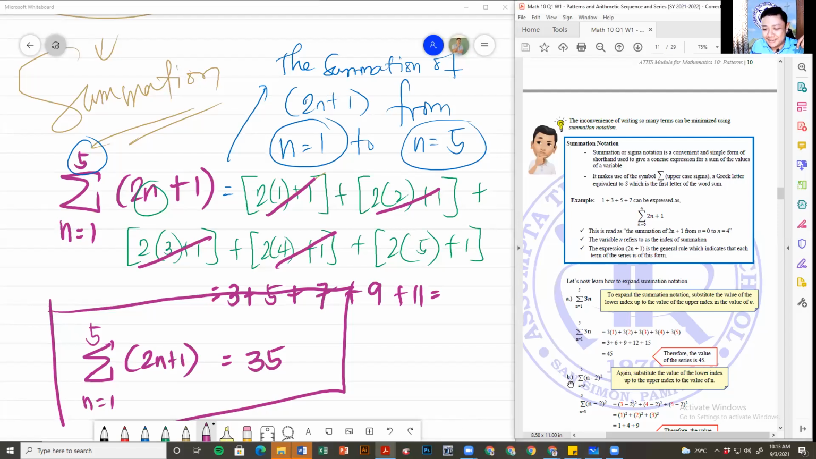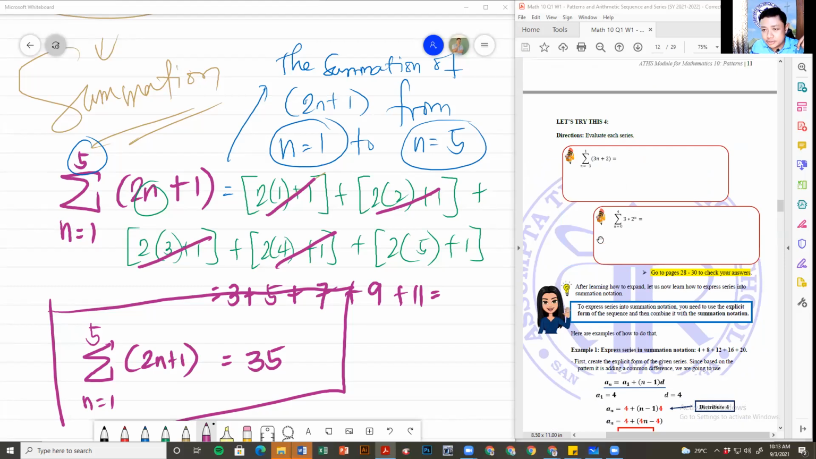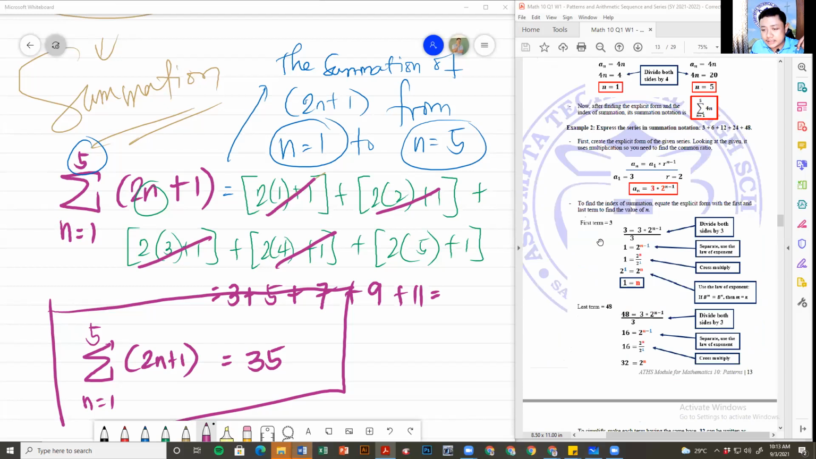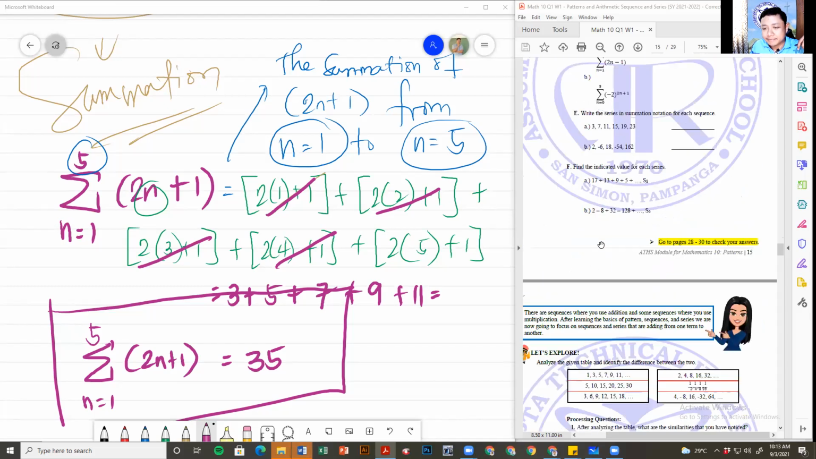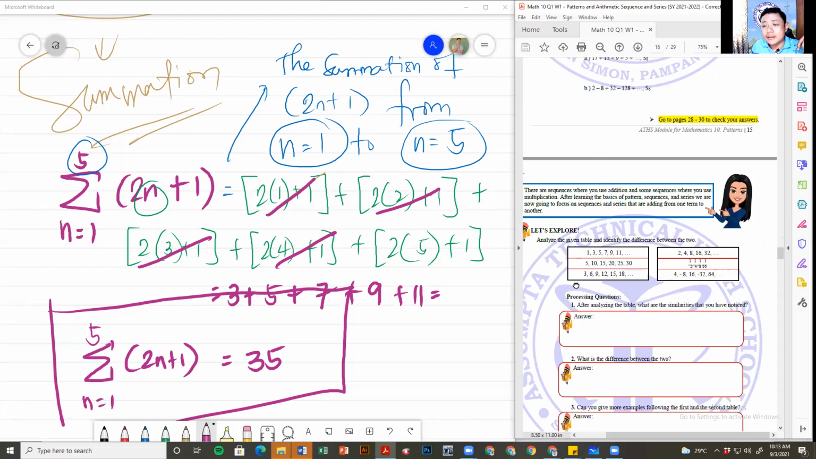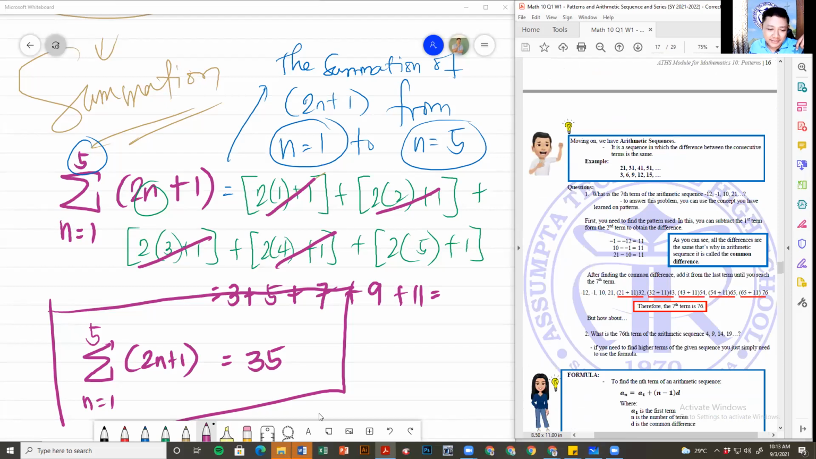Okay, let's now move on. So we're done with that. Please try solving these examples in your module so that you will practice more. Okay, that's it. Ayan, ang dami pa nung mga yun. Finally, this is just very easy kasi naka-formula lang to.